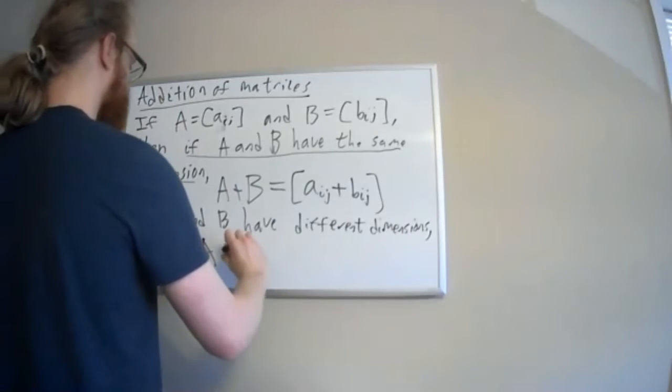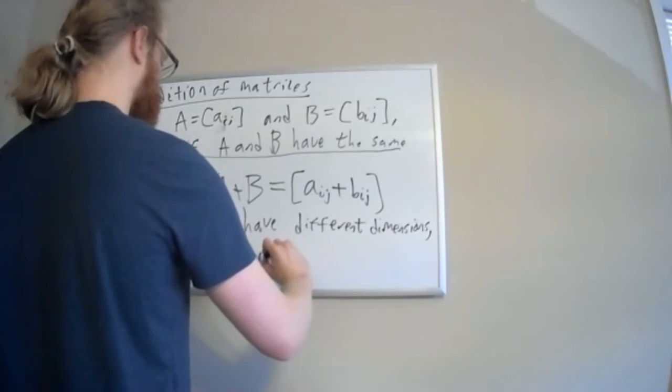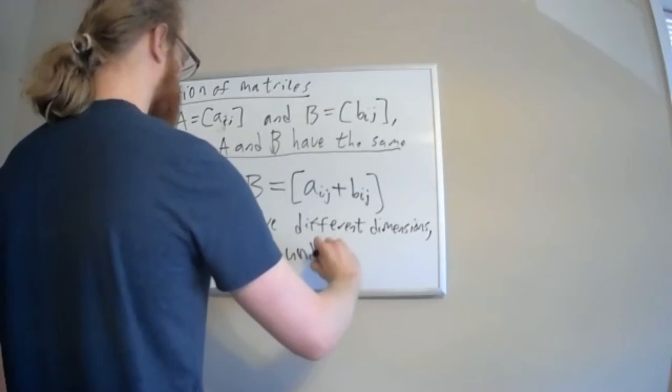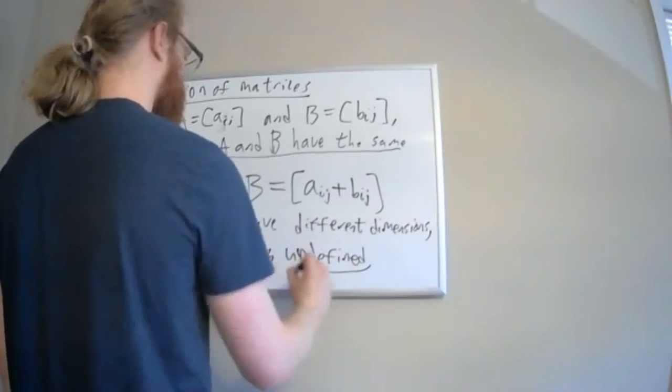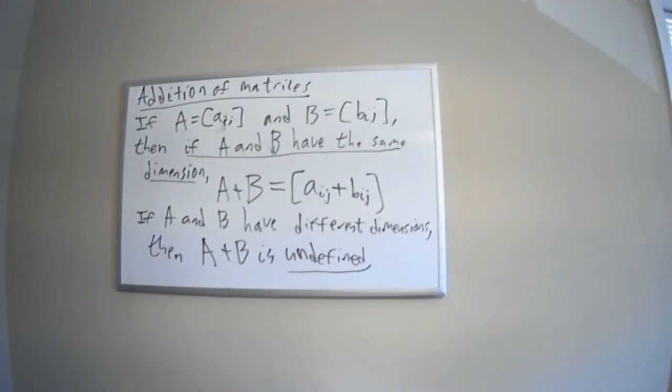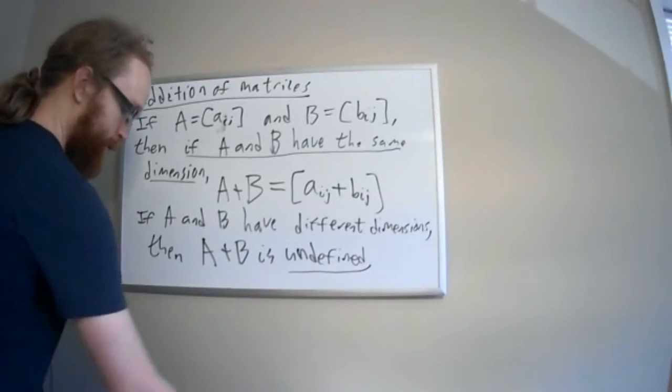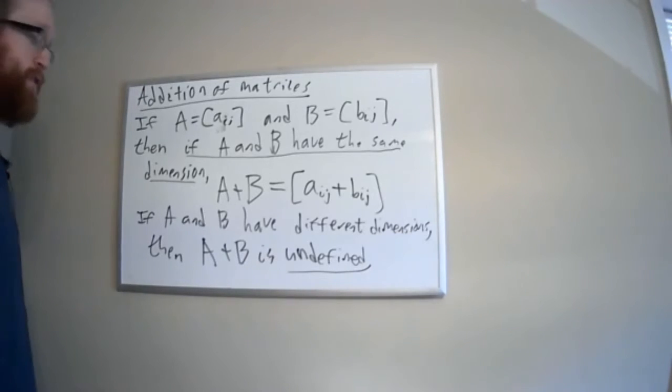And we'll just say A plus B is undefined. We just won't even try to add them. So if we have two matrices with different dimensions, you just can't add them. We just throw up our hands and say it's undefined. Okay. This is our first big difference between matrix algebra and normal algebra.